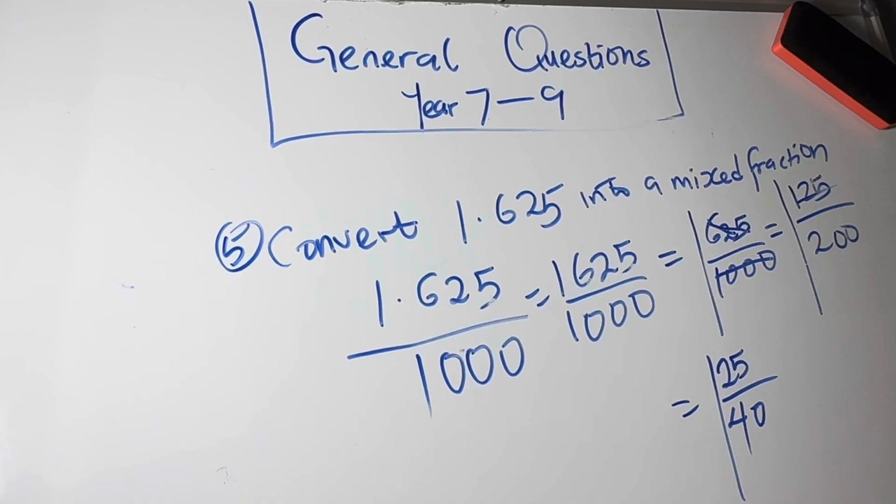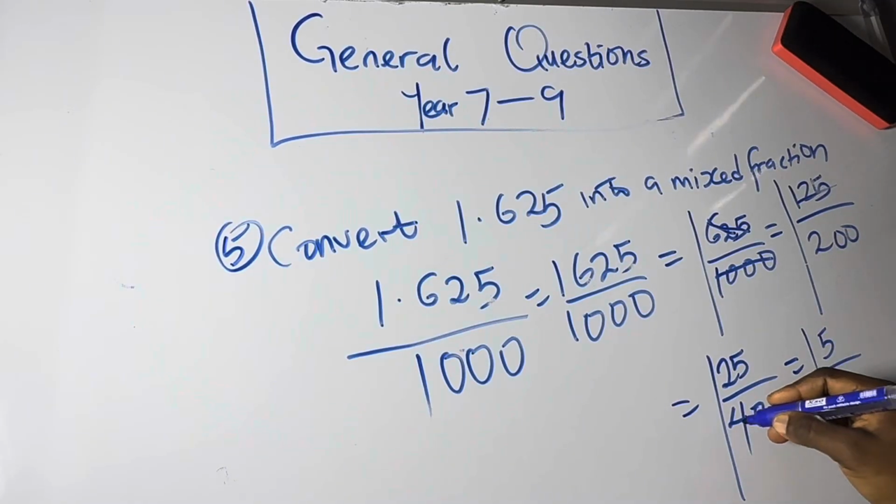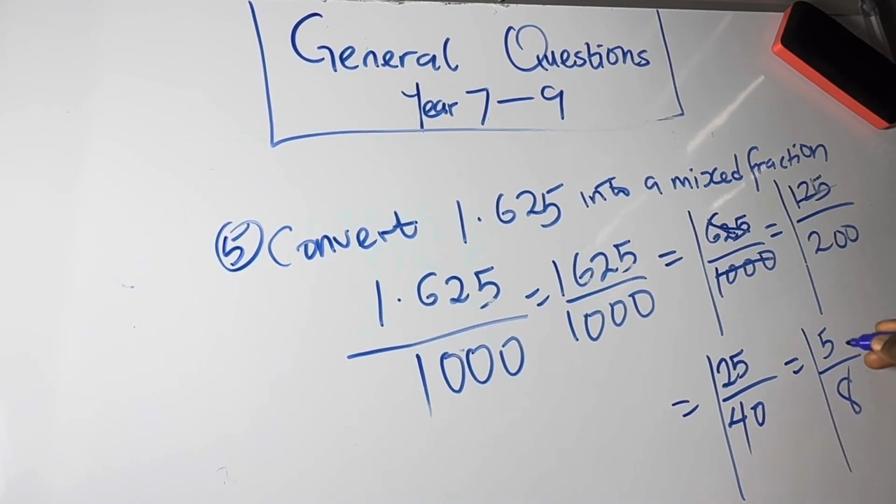5 can still divide. So the final answer equals one whole number. 5 in 25 is 5. 5 in 40 is 8. So that's the final answer. Do you understand? Now let's look at question 6.